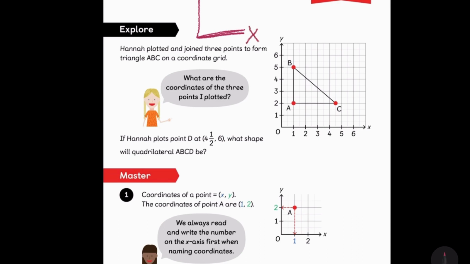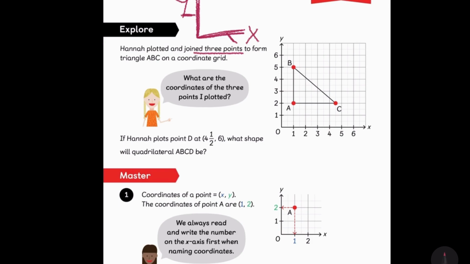Some research for you as well. To begin with, Hannah plotted and joined 3 points. It says 3 points to form triangle ABC on a coordinate grid. What are the coordinates of the 3 points I plotted? So Hannah is asking us. If Hannah plots point D at 4.5, 6, what shape will quadrilateral ABCD be?